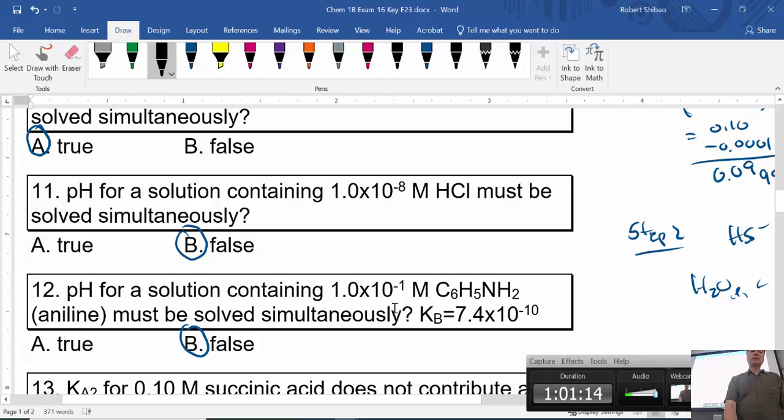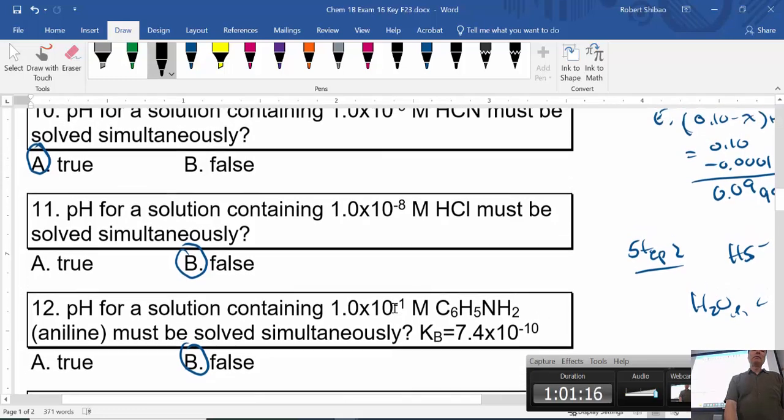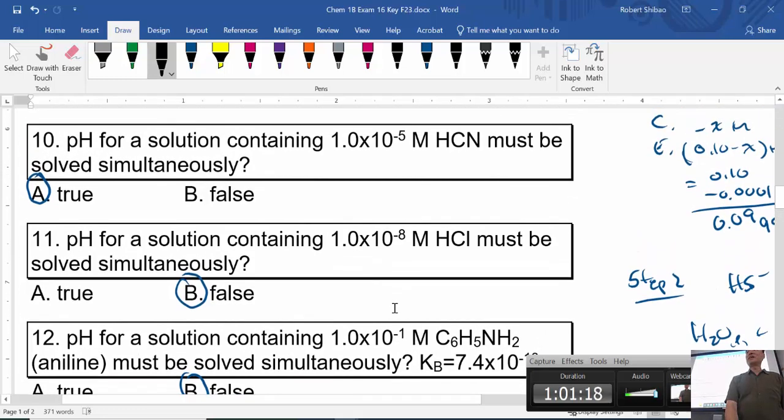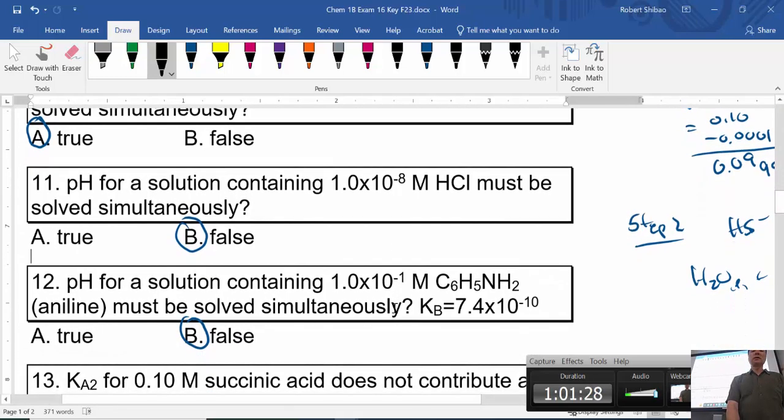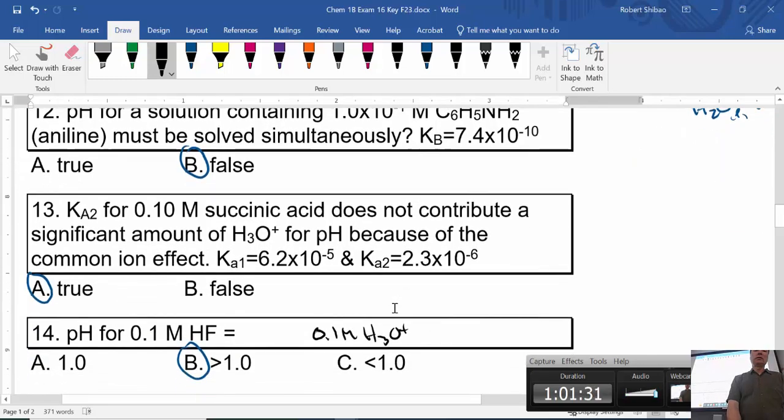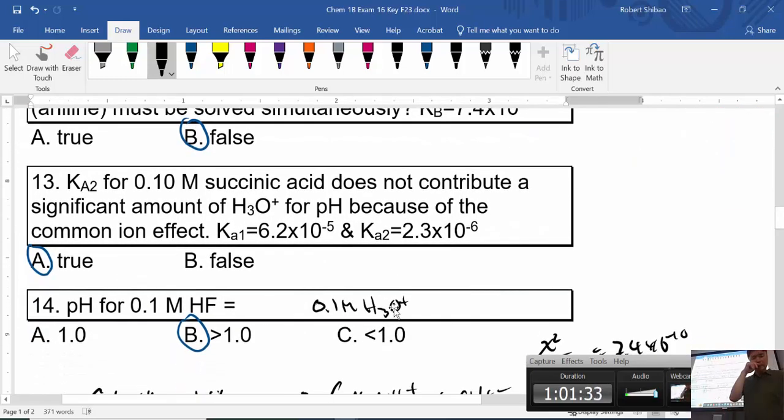11 we did in class. That doesn't have to be solved simultaneously. Both 10 and 11, I did examples of that in class. I changed the numbers a little bit for 10, but 11 is exactly the same number I used in class. So just look at your notes for that, or watch the video if you didn't get the notes for that.